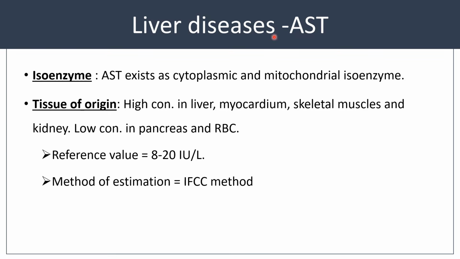The reference value for total AST, that is including cytoplasmic and mitochondrial, which is secreted into the blood, in a normal individual is 8 to 20 international units per liter. And the method of estimation is the IFCC approved method.